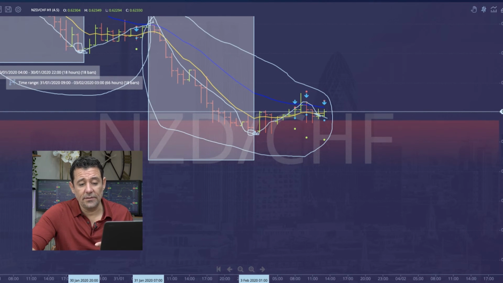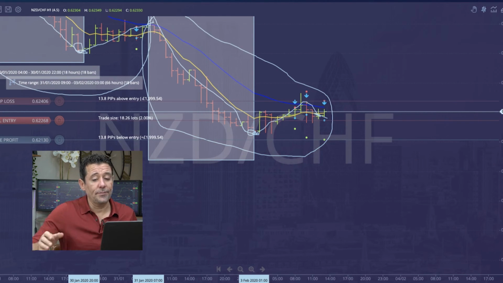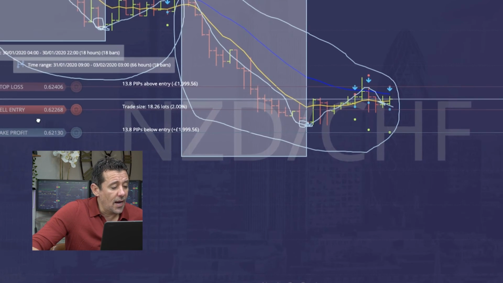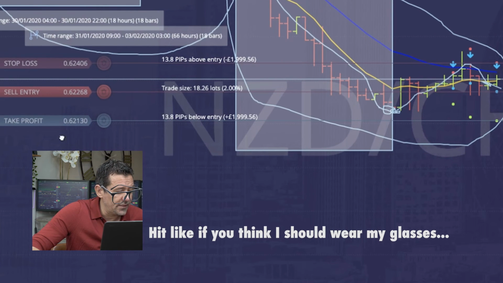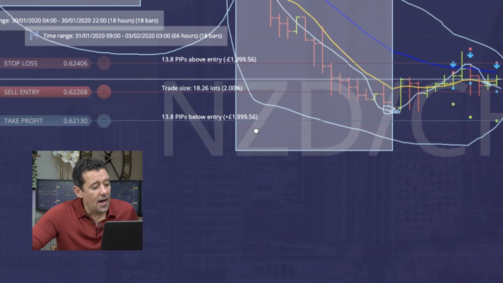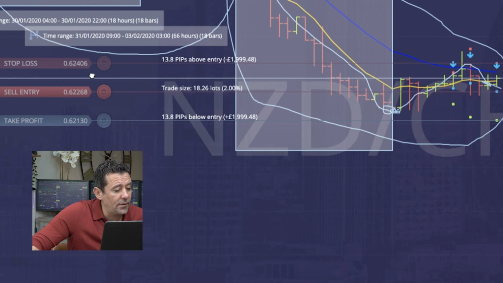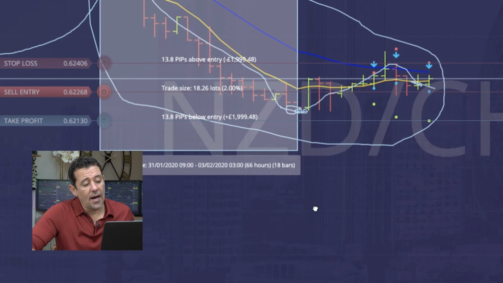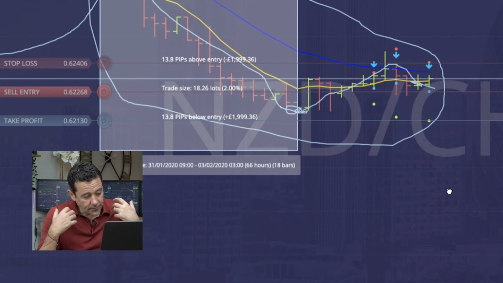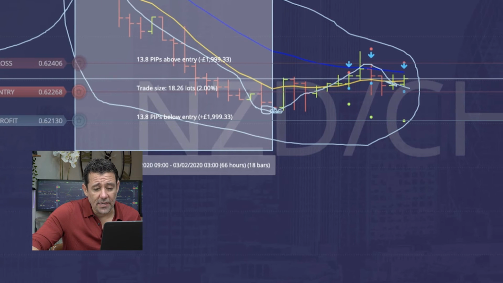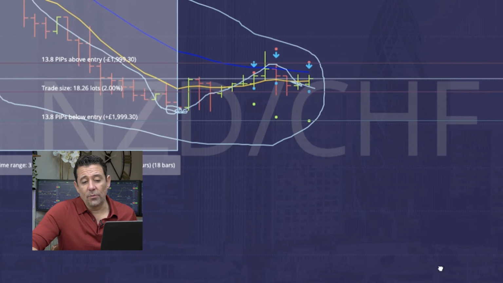If I hit the sell order setup button, which was glowing red, default risk is 2%. I've got a sell entry here at 162.68 with a take profit at 162.13. It's a 13 pip movement. We've got a stop loss here at 162.40. Nice looking trade, right? We've got very consistent cyclicities. We've got some predictability. You'll notice there's no news ahead, which means there's nothing to really scupper the trade, as we can see.